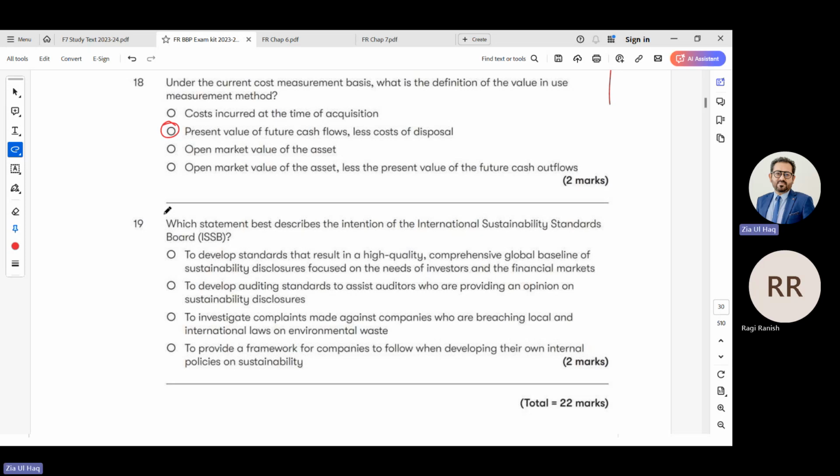So describe the intentions of ISSB: to develop a standard that results in a high quality, comprehensive global baseline of sustainability disclosures focused on the needs of investors and the financial market. So this is the main purpose. Just read this line 2 times. You can understand what this ISSB is.